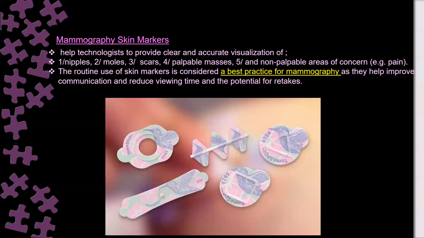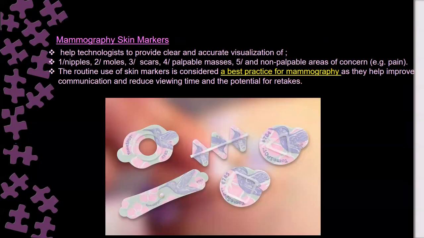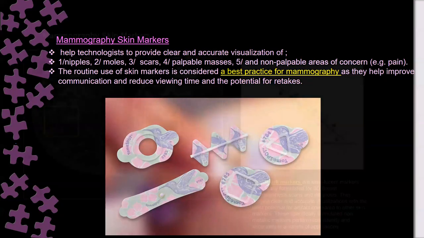And the use of these markers is the best practice for mammography. We have to use it. It will improve our practice. It improves communication, reduces viewing time and the potential for retakes. Here, you know where the palpable abnormality is, instead of it might be here or there, in this fatty breast. The lesion is lucent, so look exactly where the palpable abnormality is, looking for the side effect or mass effect of the lesion. So it is just a lipoma, okay?